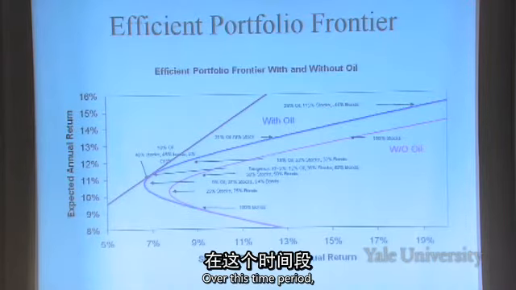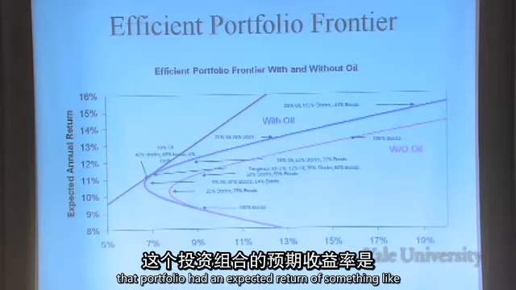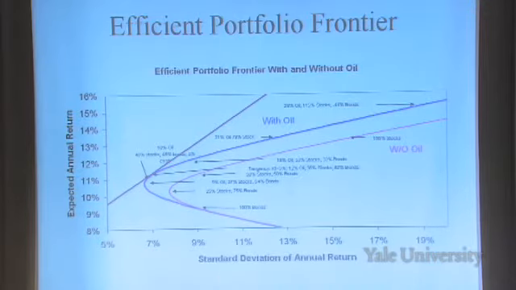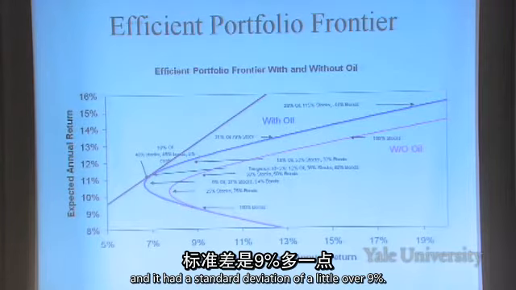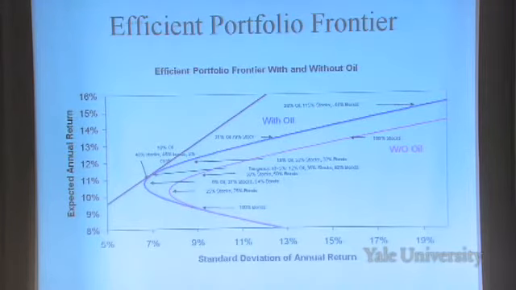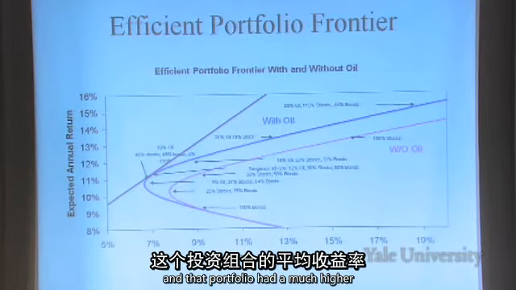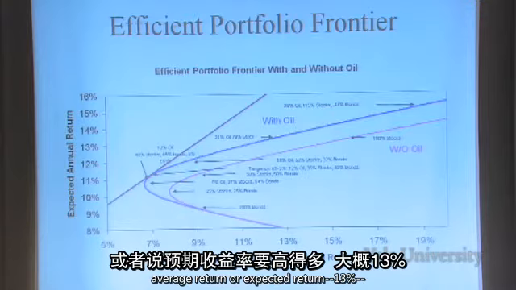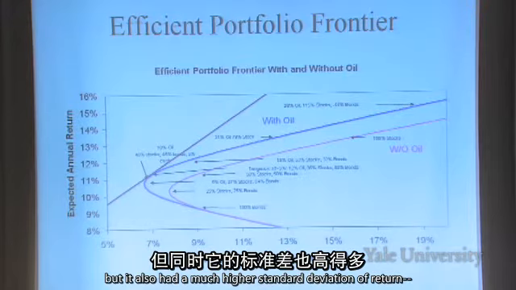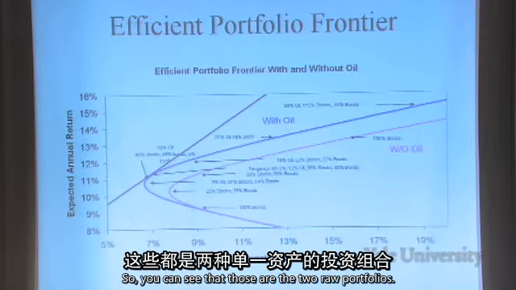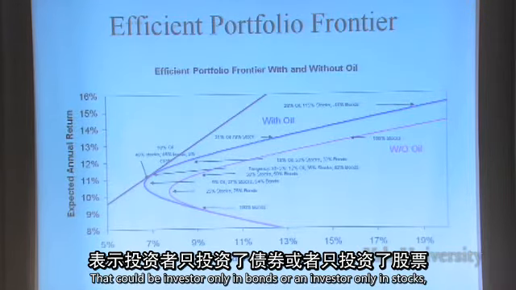Over this time period, that portfolio had an expected return of a little over 9%, and a standard deviation of a little over 9%. This is a portfolio which is 100% stocks, and that portfolio had a much higher average or expected return, 13%, but it also had a much higher standard deviation of return. It's about 16%. So you can see that those are the two raw portfolios. I could be an investor only in bonds or only in stocks.